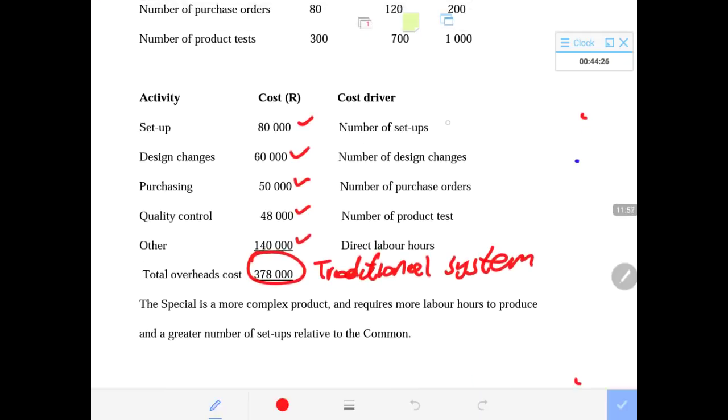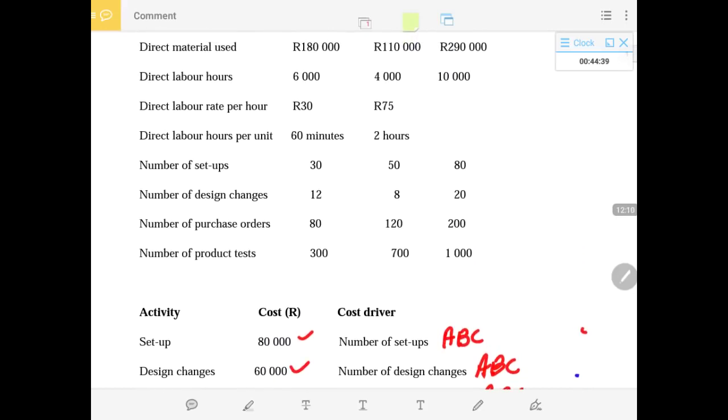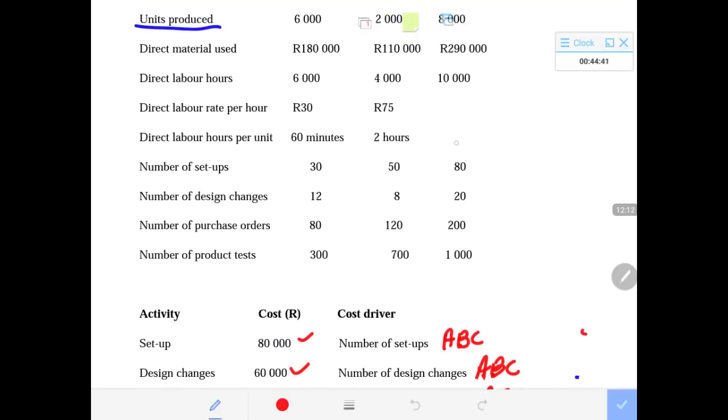And the minute we deal with the cost drivers, this becomes ABC. This is applied when we are doing ABC. Just make sure that you take note of this. All of this will be applied when we deal with ABC, all of them.